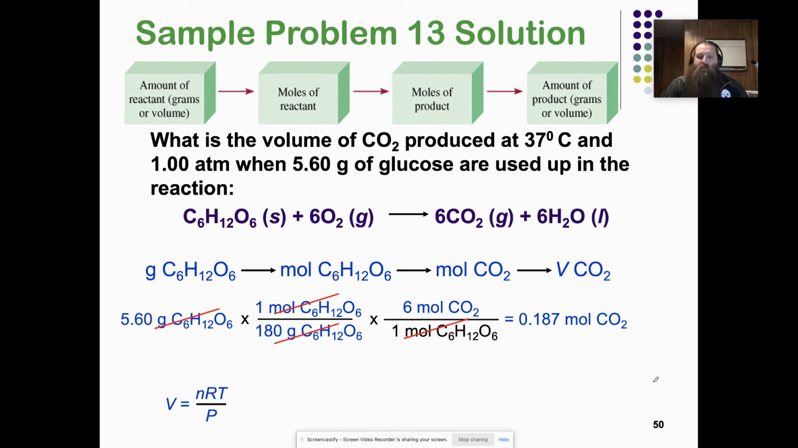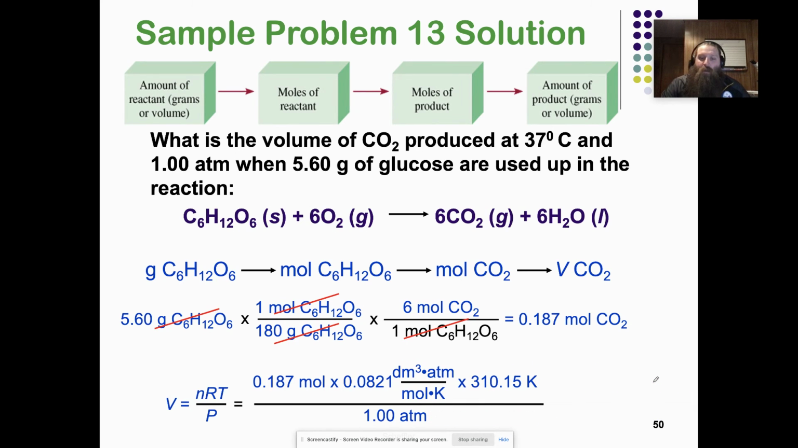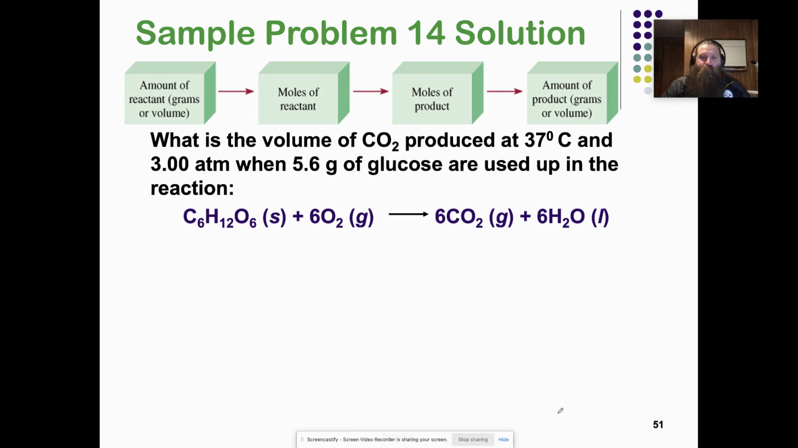My volume is nRT over P. So now I'm going to take that number of moles and plug it in for n, and I'm going to solve for V. The problem gives me a temperature and a pressure. I know R because it's a constant, and n I just found. So my volume, when everything cancels, is 4.76 liters. Excuse me. Oh, gracious. All right, sorry about that. So I have 4.76 liters. There we go. There's my volume of CO2 produced.